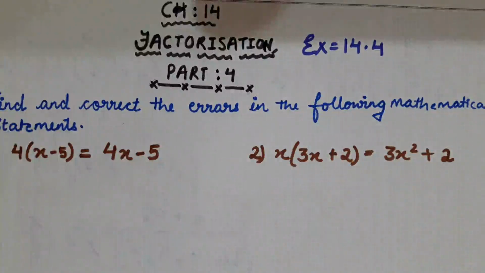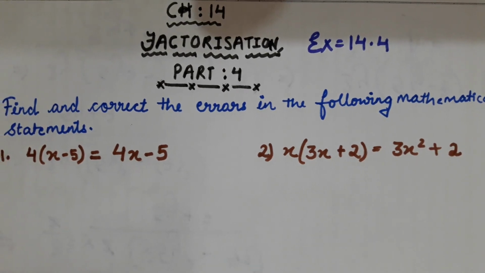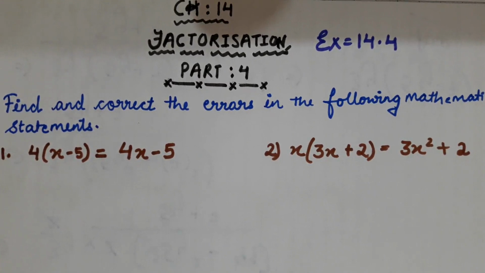Children, this is part 4 of the same chapter which we were doing, chapter number 14, factorization. Last exercise from this chapter, 14.4. See children, in this only one question is there, and that question contains 21 parts. So the question is, find and correct the errors in the following mathematical statements.